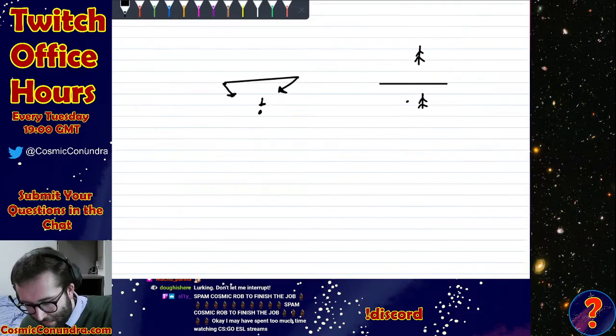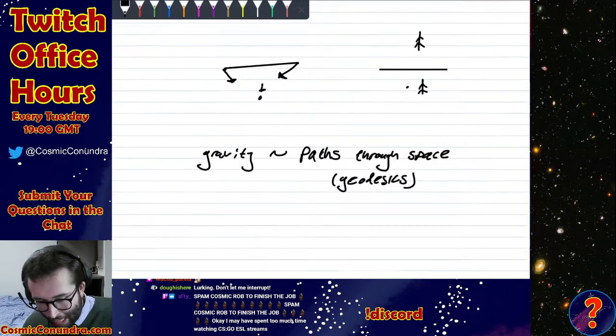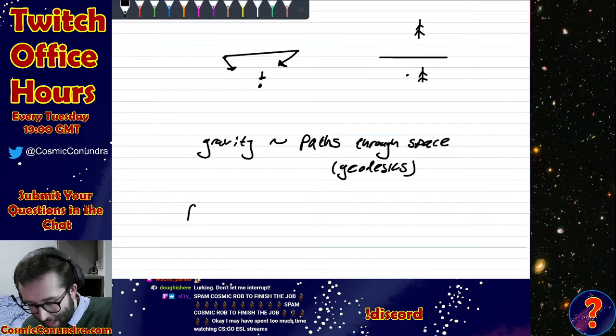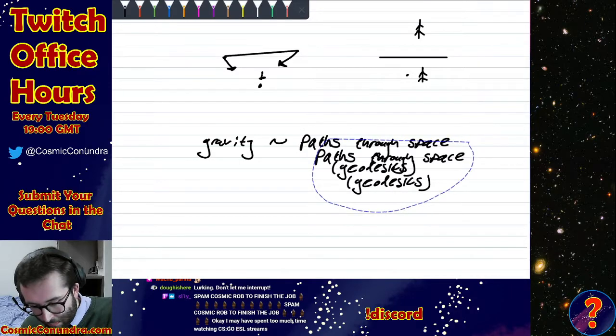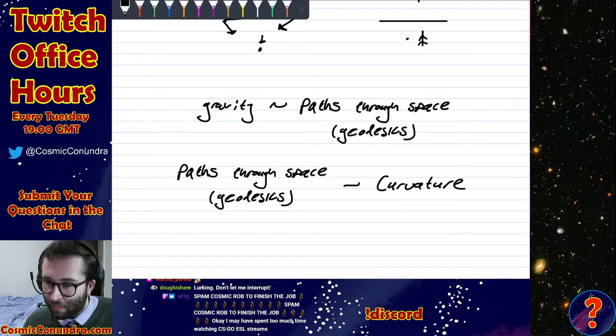So far we have gravity is related to paths through space-time. More technically, I should call these geodesics. And what I've just also said is that paths through space-time, I'm just going to copy that, is related to curvature. Curvature of the space-time will affect how you move through a path through the space-time.